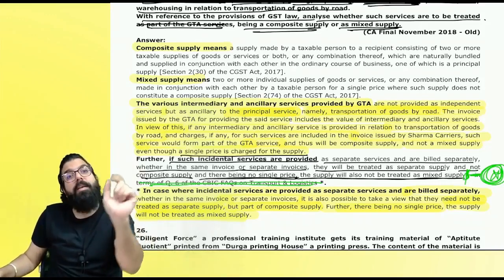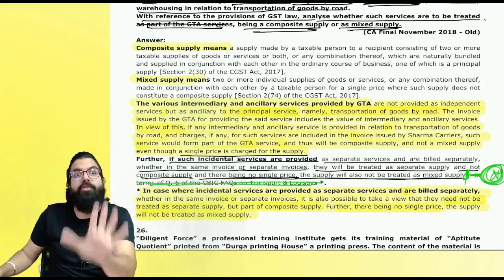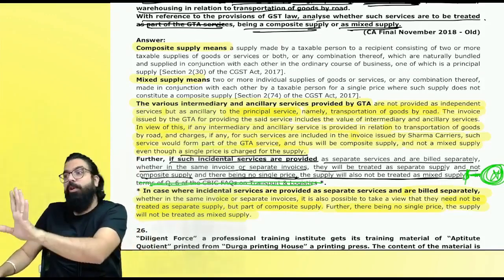Then also it is composite. I told that for the part, it is optional. If you want to change, I will charge you this much. Then it is separate. Will you guys understand now?